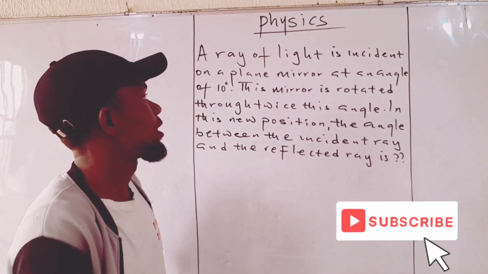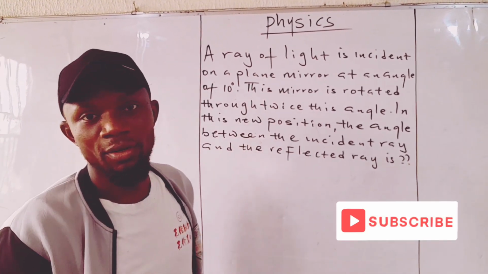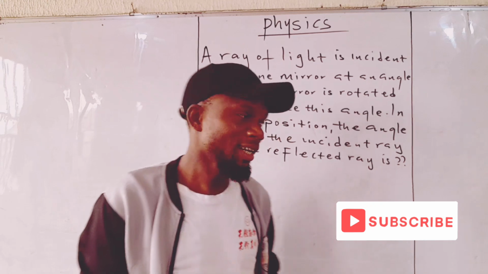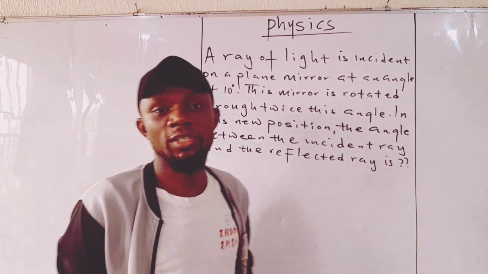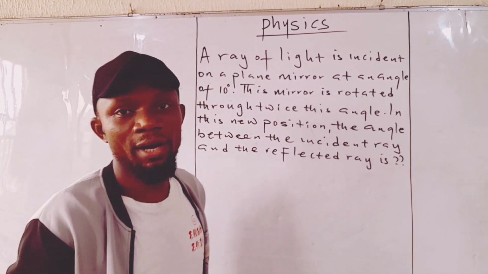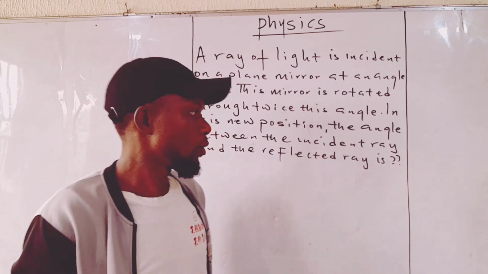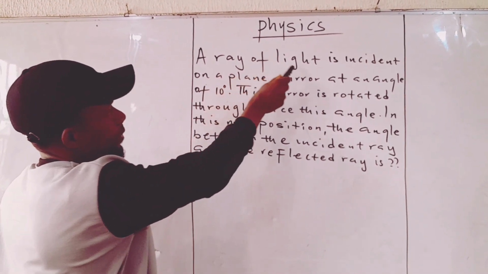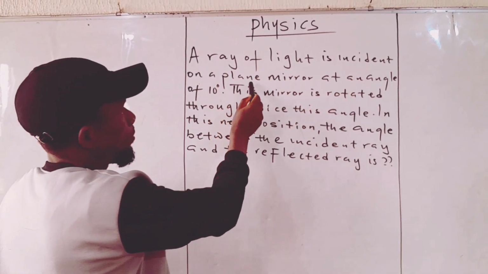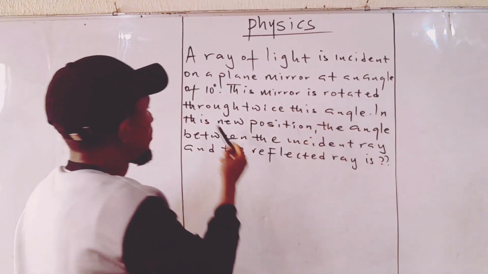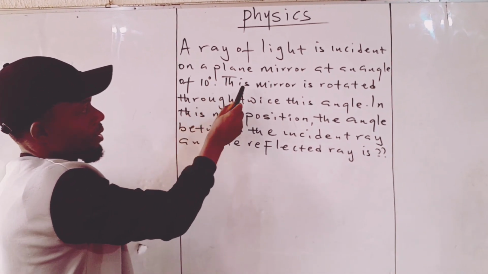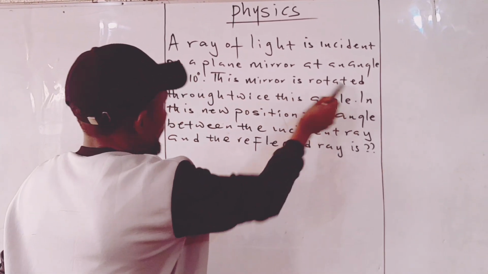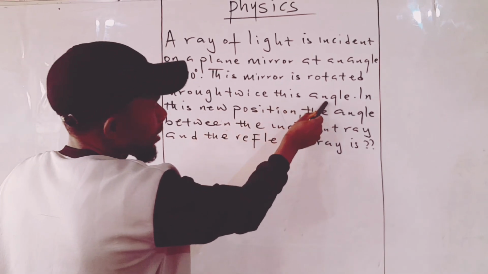I have a problem here with me on physics. It's under mirror rotation. It's quite easy. This is the kind of question you will see in 2025 JAMB and even WAEC. A ray of light is incident on a plane mirror at an angle of 10 degrees. This mirror is rotated through twice this angle.